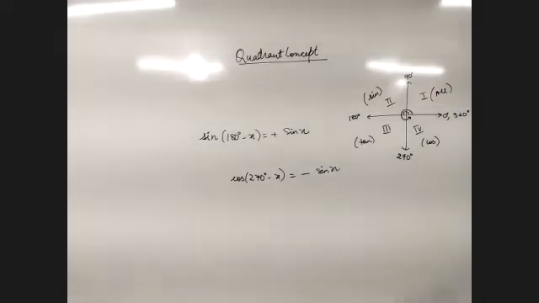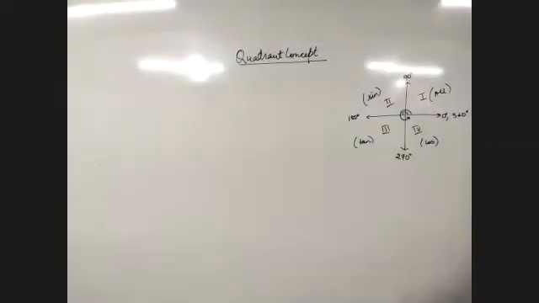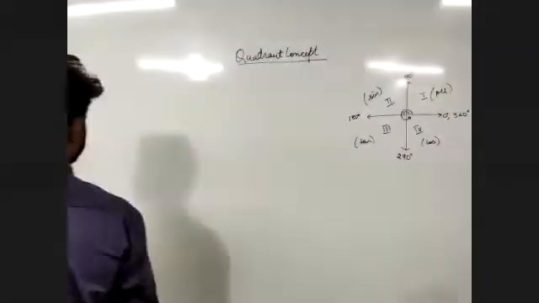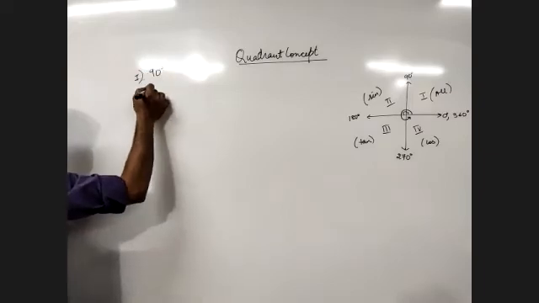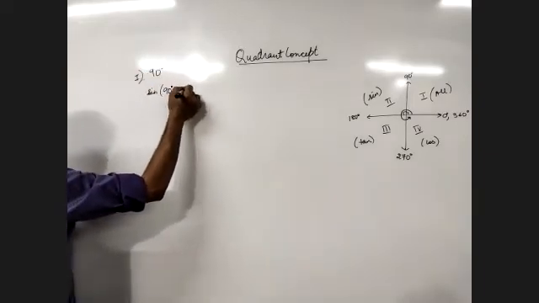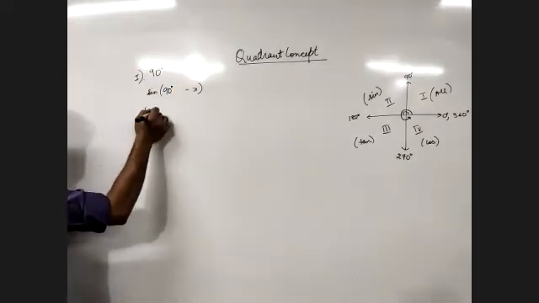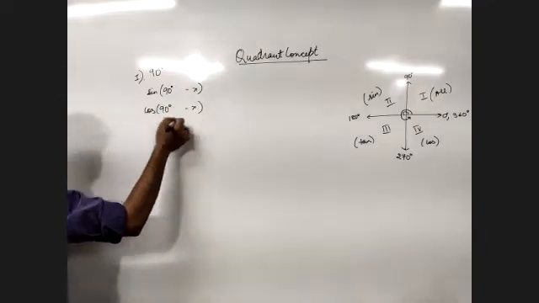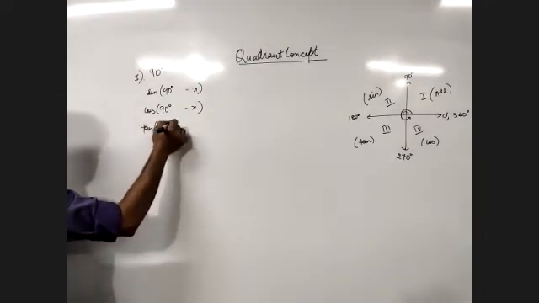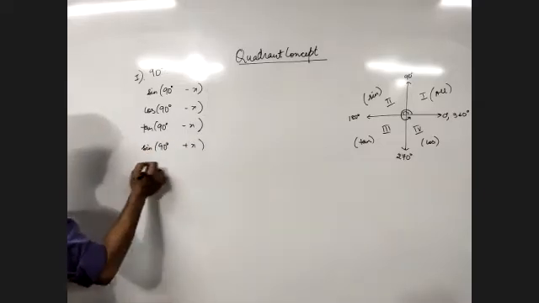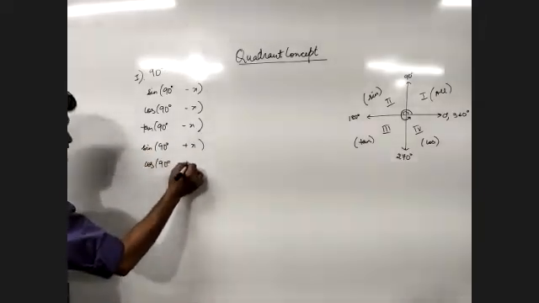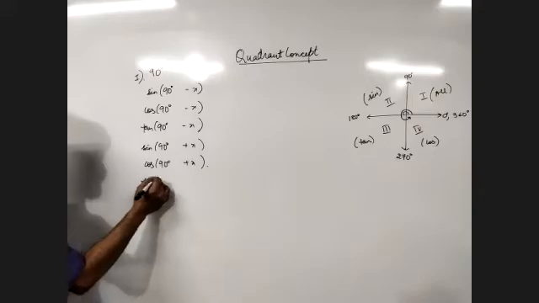What I have just told you is very simple. The first set of results is in terms of 90: sin 90 minus x, cos 90 minus x, tan 90 minus x; sin 90 plus x, cos 90 plus x, tan 90 plus x.